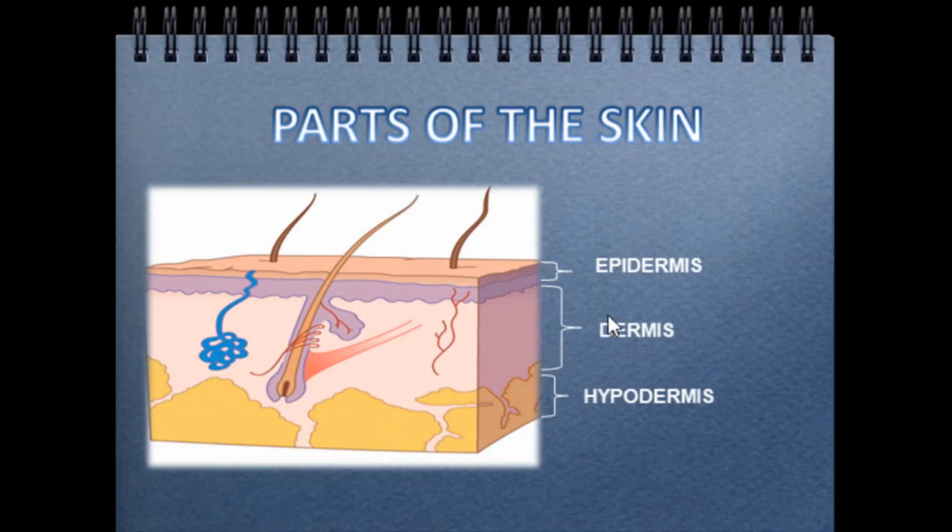Again, epidermis, dermis, hypodermis. Alright, what are the three main layers of the skin? We have epidermis, dermis, and hypodermis.